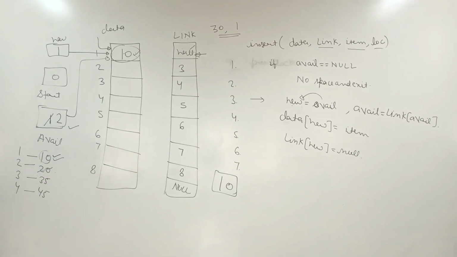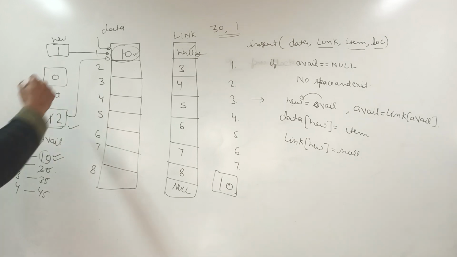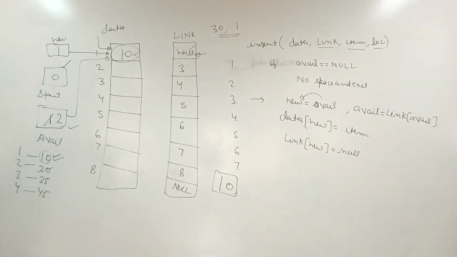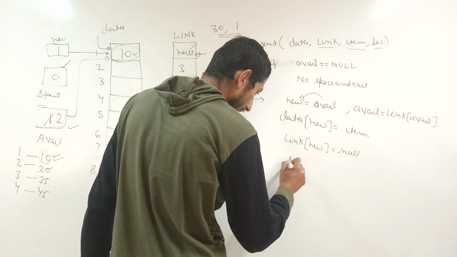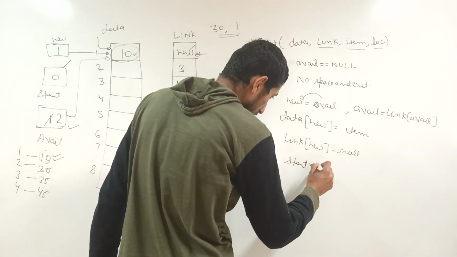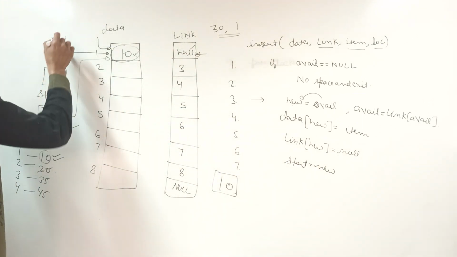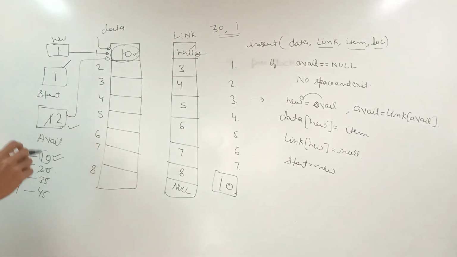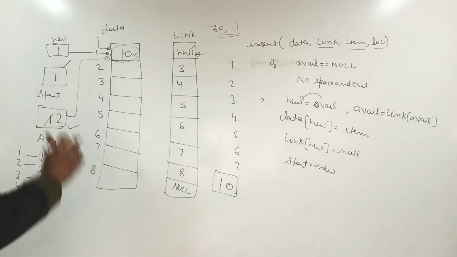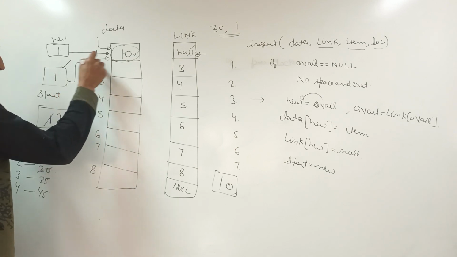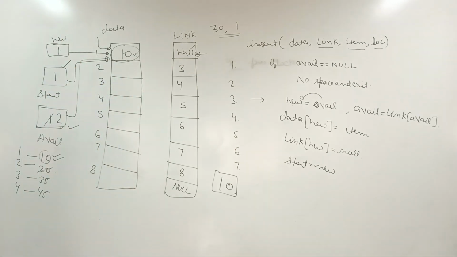But one thing is remaining, that is start. You have to instruct the compiler that the list is going to start at block number 1. So you have to copy the value of new into start. The value of new is 1, so the value of start is 1. It indicates that block number 1 is the first block.